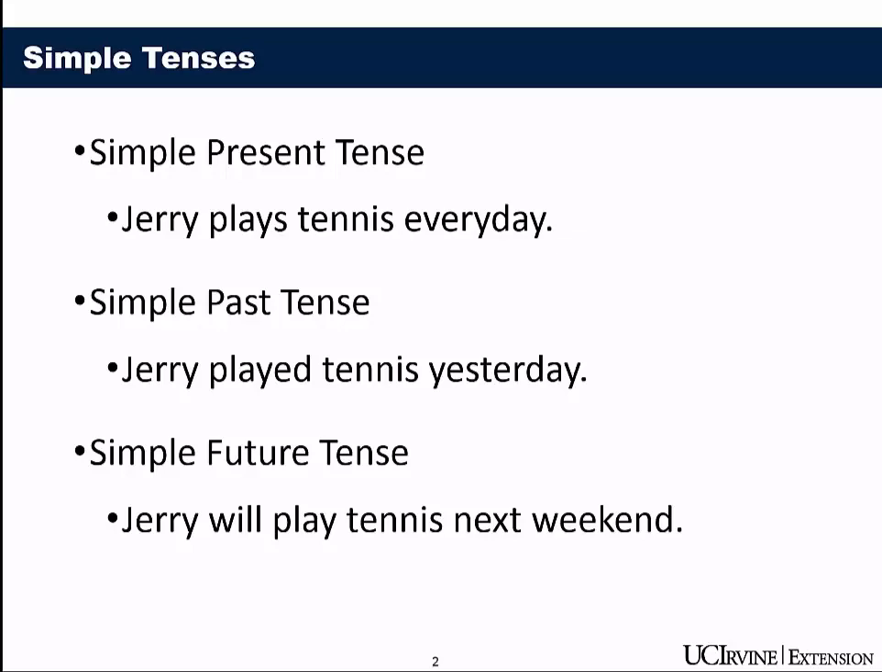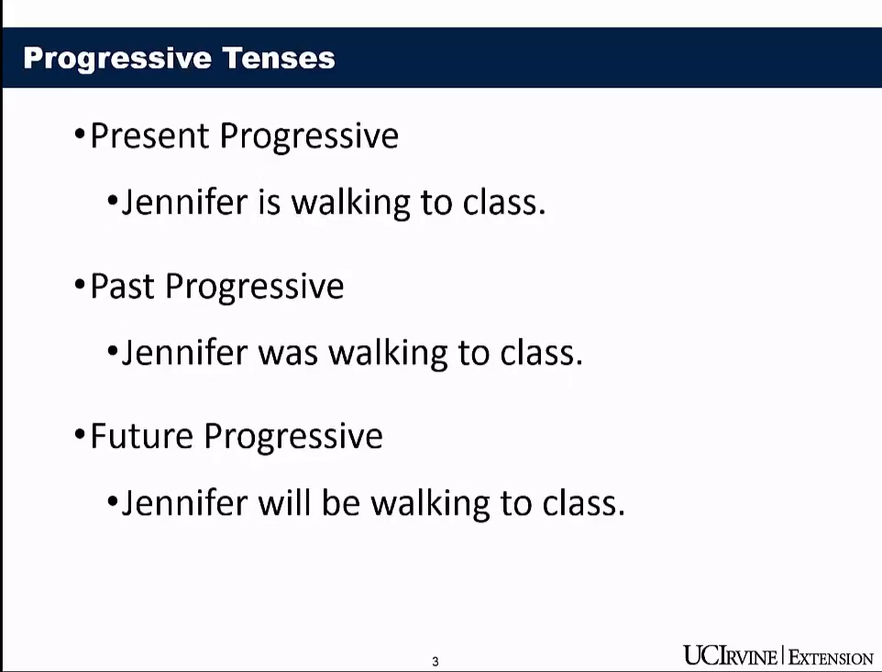To show simple future, we use the word will plus the simple form of the verb. So will play is used to show future tense. Then we have the progressive tenses. Progressive tenses show that an action is continuing at a certain period of time. Present progressive shows what is happening right now.